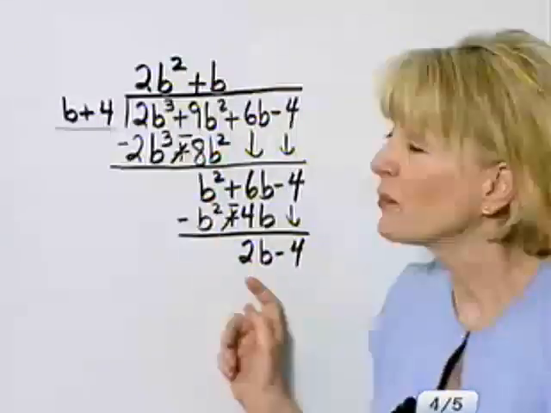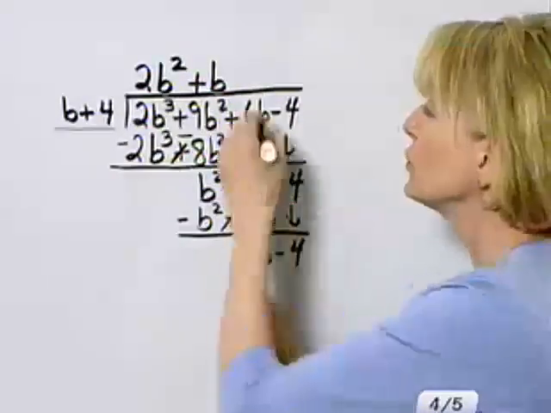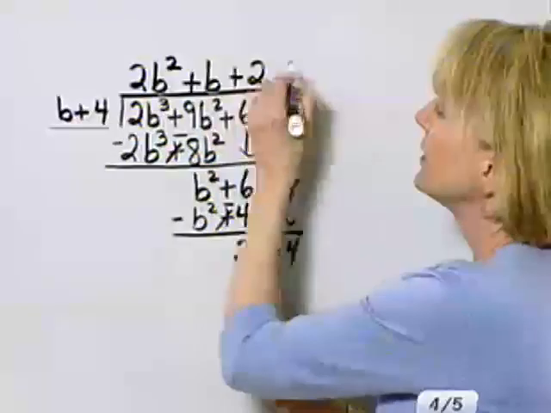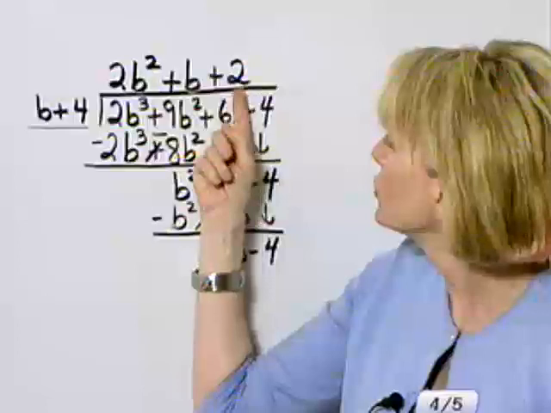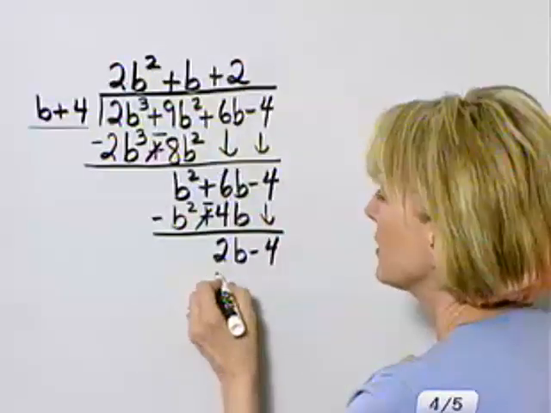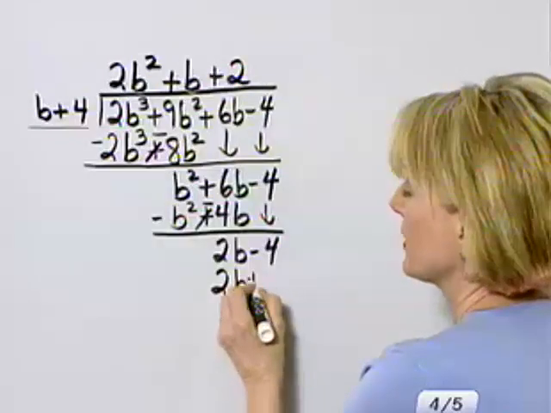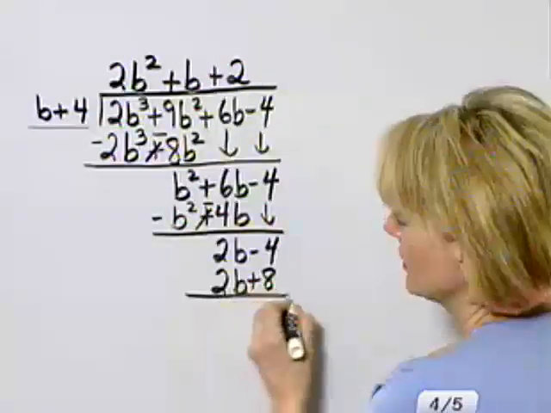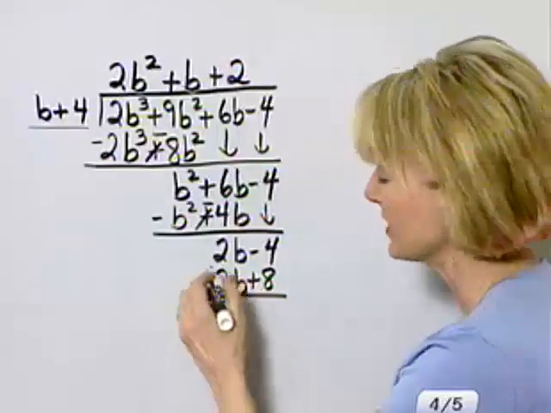So let's keep going. What times b is 2b? That is 2. Now I'm multiplying 2 times this binomial. 2 times b is 2b. 2 times 4, that's plus 8. Still, do not forget to change those signs. We are subtracting now.